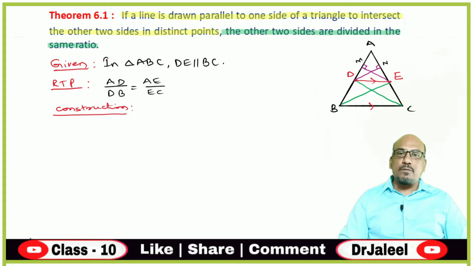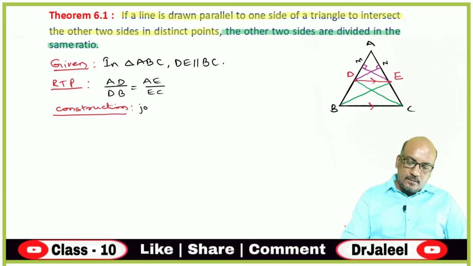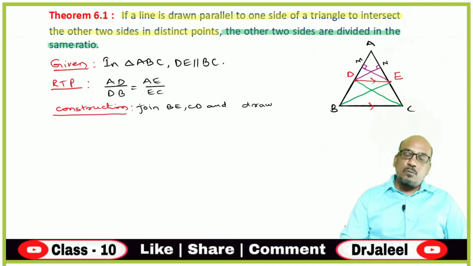So now let us mention whatever we have constructed. First, join. What did we join, children, here? BE, CD, and draw. What did we draw here? EM perpendicular to this one. EM perpendicular to AB. So let us write EM perpendicular to AB, comma, one more perpendicular we have drawn, that is DN perpendicular to AC.